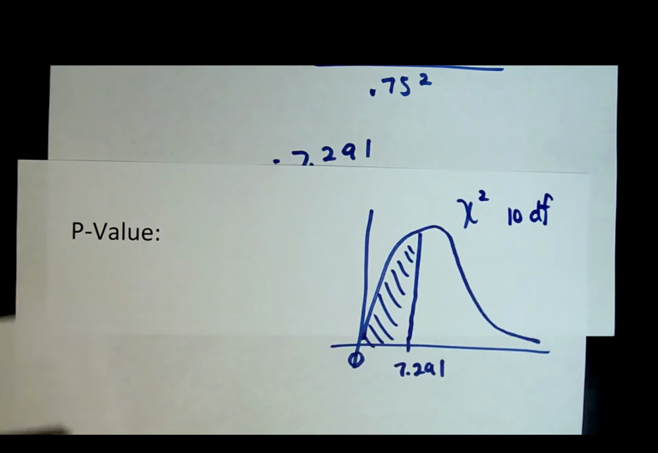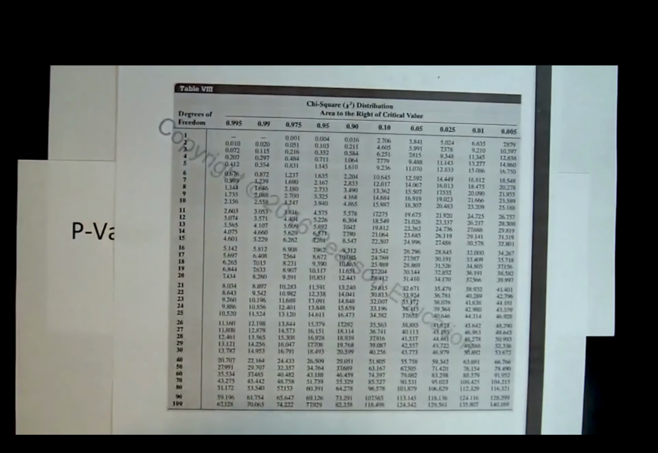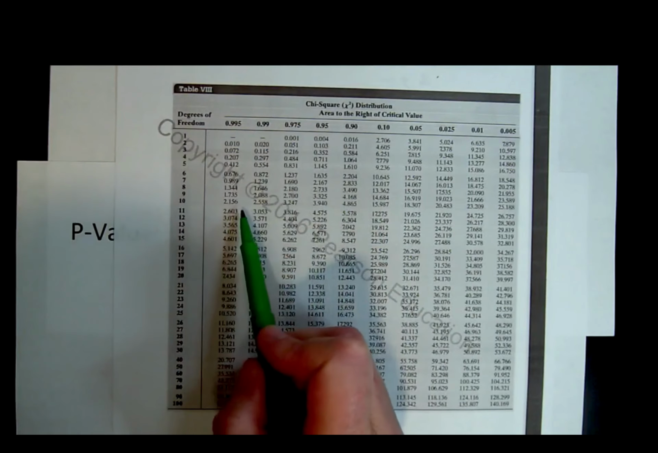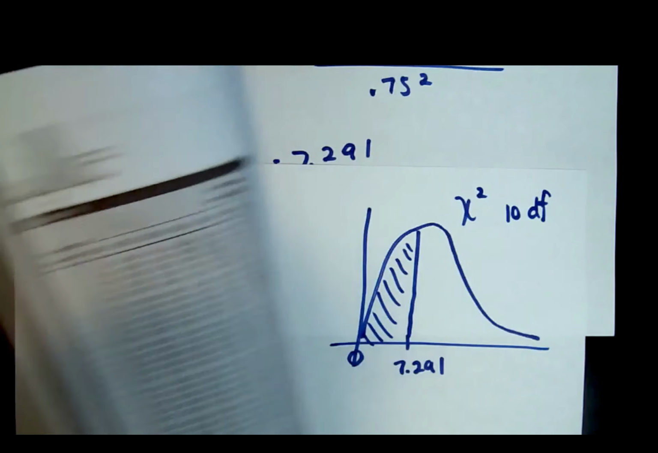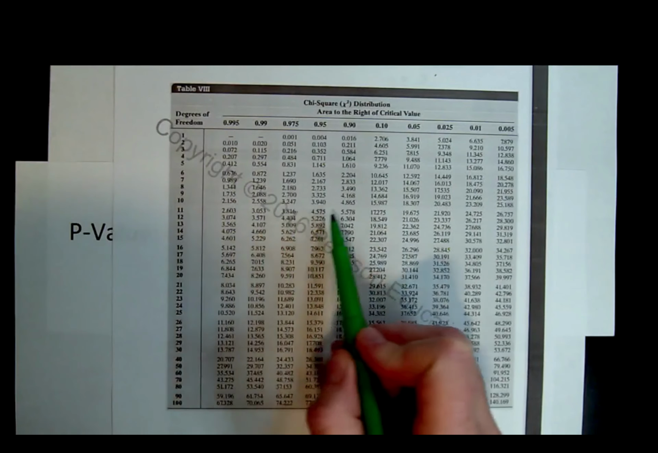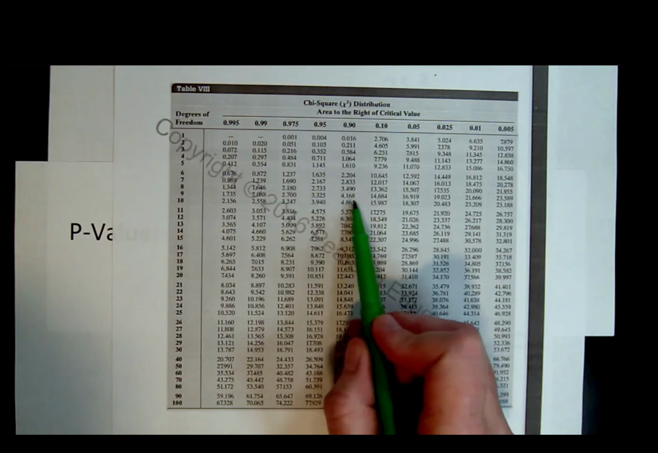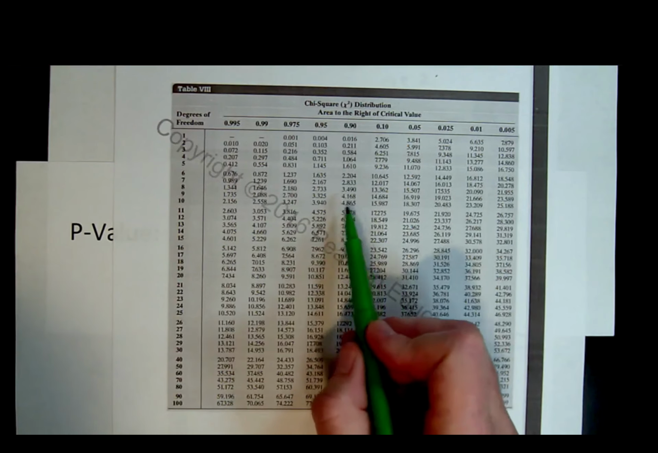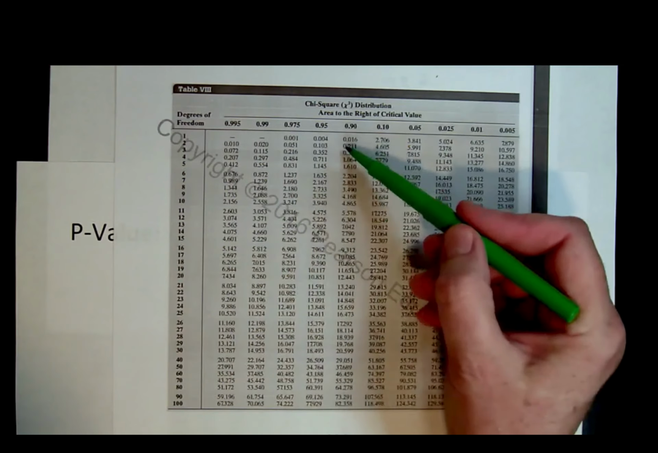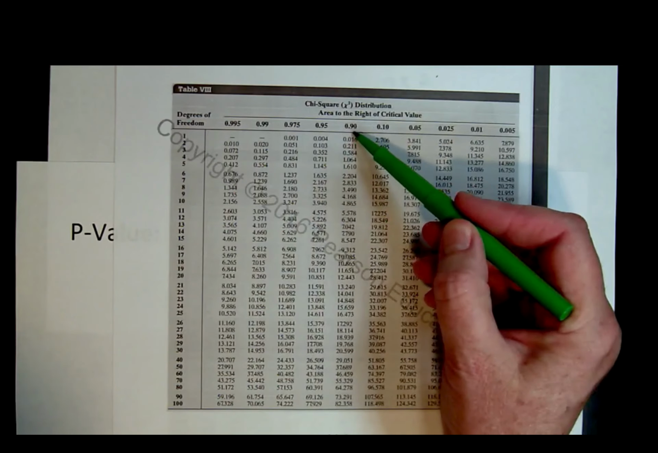So we go to our chi-square table with 10 degrees of freedom. I'm looking for 7.291, or as close to 7.291 as I can get. So it looks like probably between these two numbers, the closest one to 7 something is this. So I'm going to use 0.9 as my approximate chi-square value.